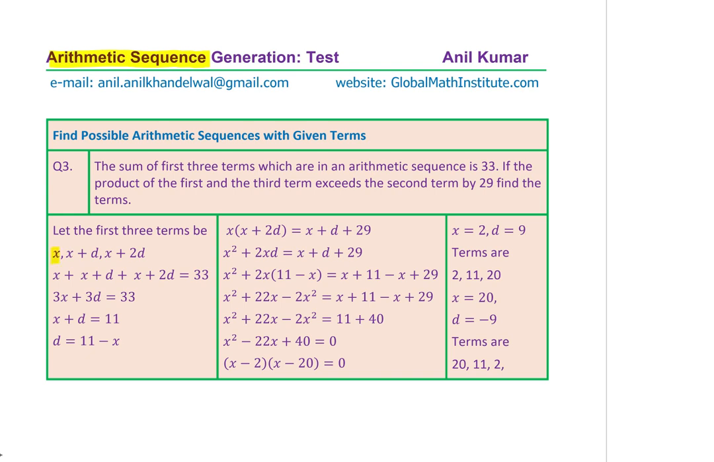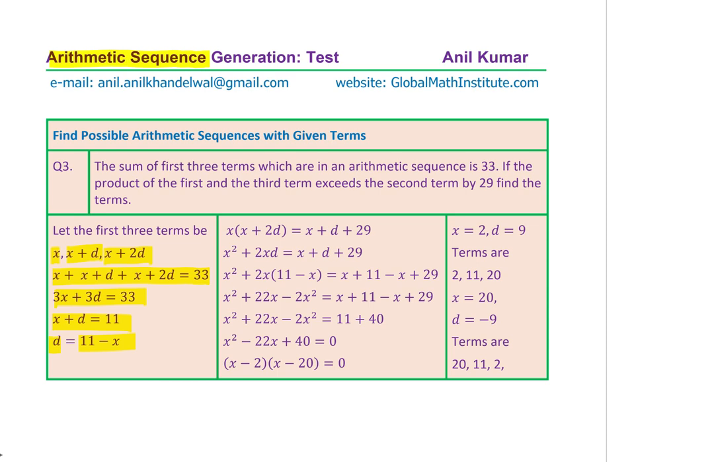Of course, will be x, x plus d, x plus 2d, where the common difference is d. They become the first 3 terms. When you add them up, you get 33. Simplify to get an expression x plus d equals to 11. Now you can write d in terms of x, which is 11 minus x.